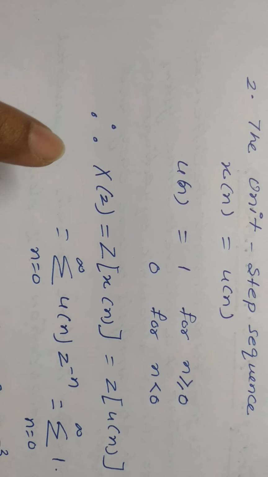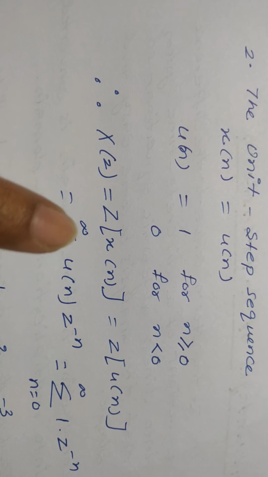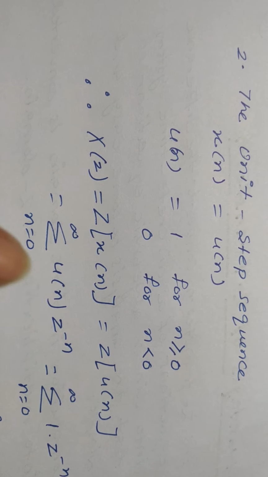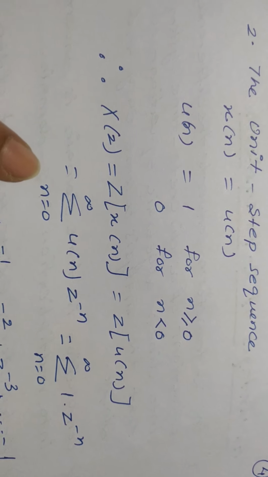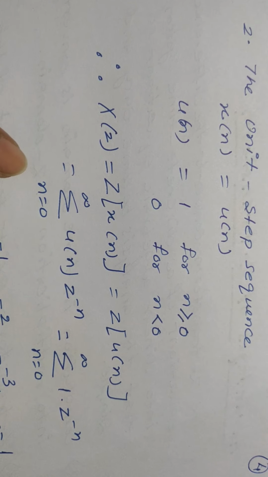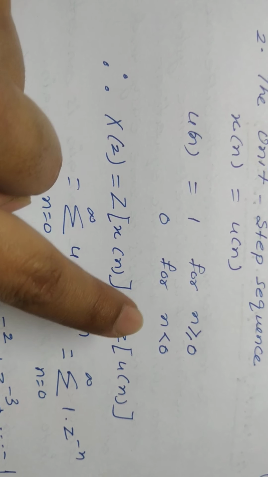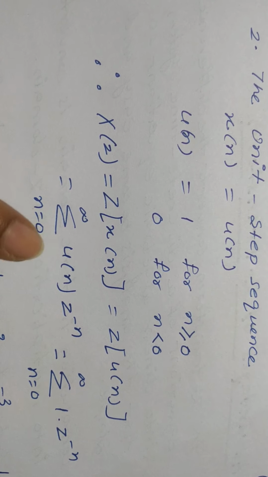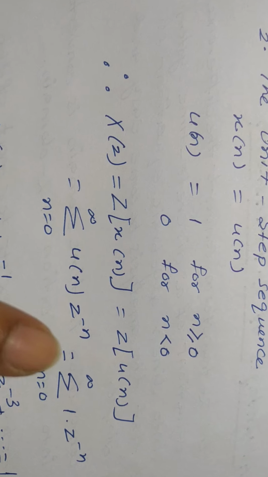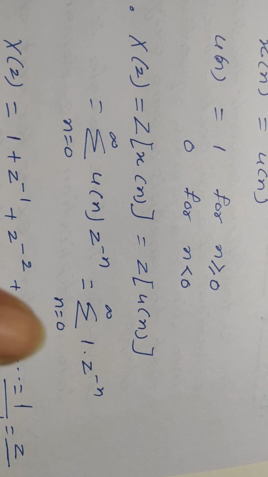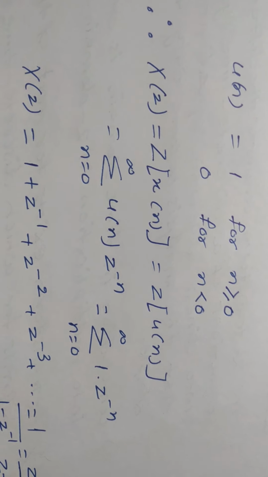Hence, for taking the Z transform of it, we'll apply the formula X of z equals summation of x of n z to the power minus n, where u of n is the unit step sequence. Again we are taking the formula for a unilateral sequence, because u of n is a unilateral sequence. It exists only for n greater than or equal to 0. It doesn't exist for n less than 0. So it is for n equals 0 to infinity u of n z to the power minus n, which is summation n equals 0 to infinity 1 into z to the power minus n.